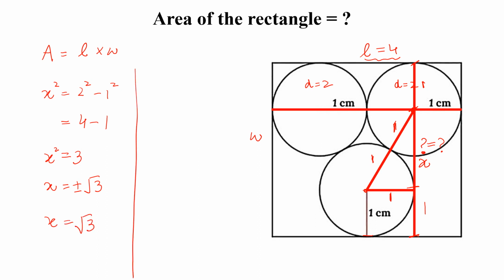Now the required area will be equal to 4 multiplied by 1 plus 1 plus square root of 3. So the width is 2 plus square root of 3, and if we multiply this, this is equal to 8 plus 4 square root of 3 centimeter square, and this is the required answer.